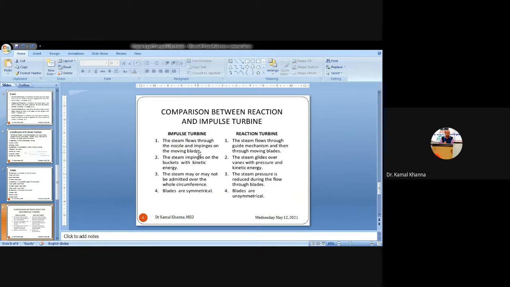But in the case of the reaction turbine, the steam always flows through the guiding mechanism and then through the moving blade. So it is not impinging or striking at very high velocity because it has some pressure energy also, since we get the sum of pressure energy as well as kinetic energy at the inlet of the turbine. So we are not getting only the single kinetic energy as in the case of the impulse turbine. Also, in the reaction turbine, the steam pressure is reduced during the flow through the blades, while the steam may or may not be emitted over the whole circumference in the case of the impulse turbine.